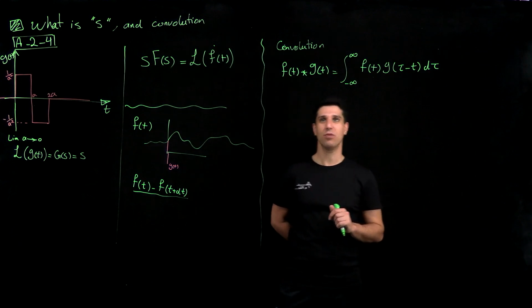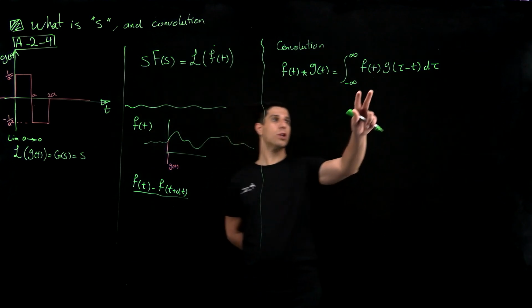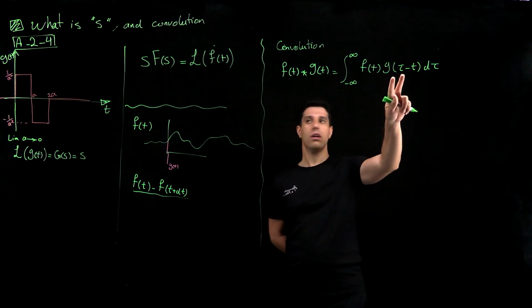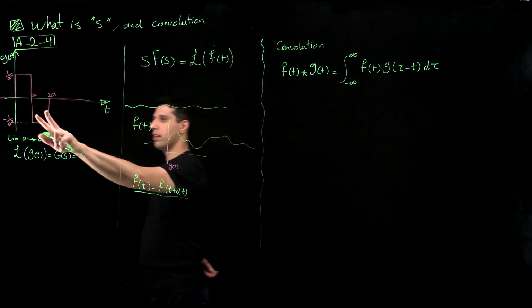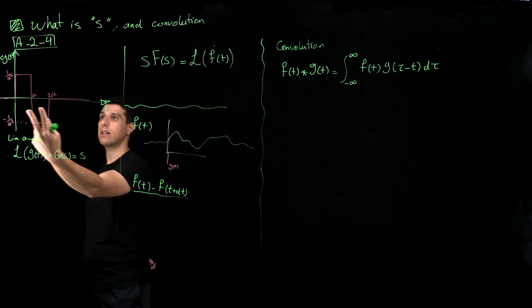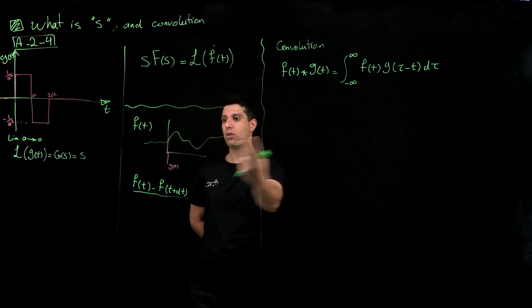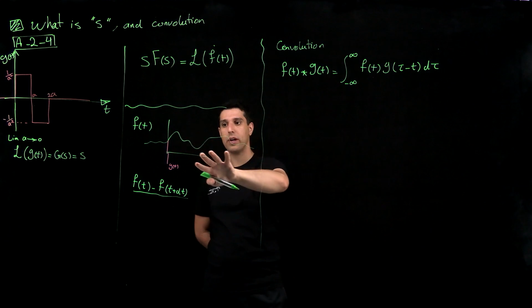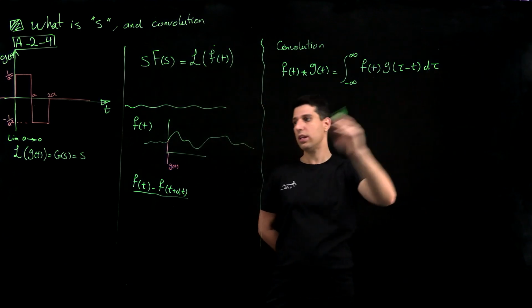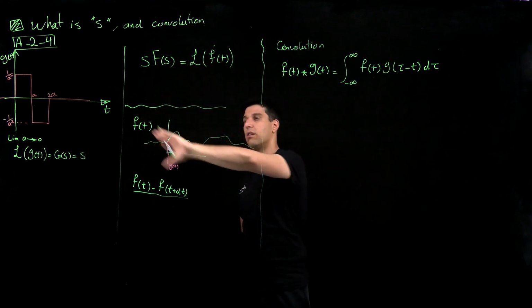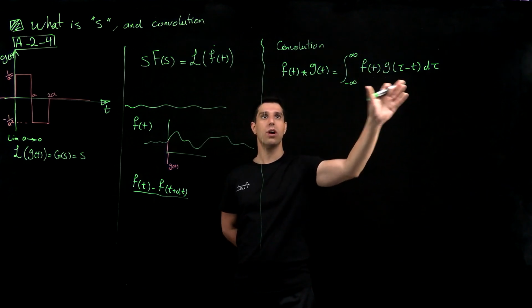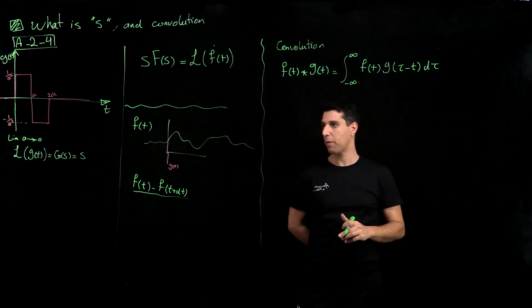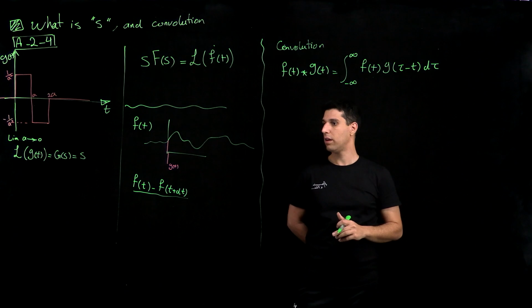So that is convolution. What we are doing is flipping g, and then sweeping across from minus infinity to infinity, and doing this operation. In this case, the result is going to be the derivative of f of t.